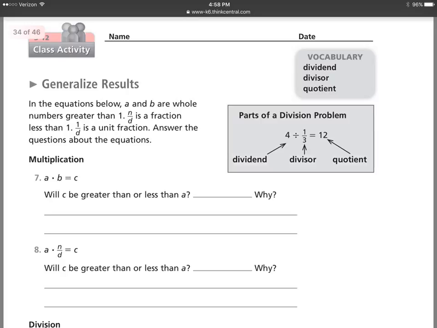First of all, number 7 is a multiplication problem. They're taking A times B, which we know from the information up here that A and B are whole numbers that are greater than 1. And they're saying that A times B equals C. So will C be greater than or less than A?